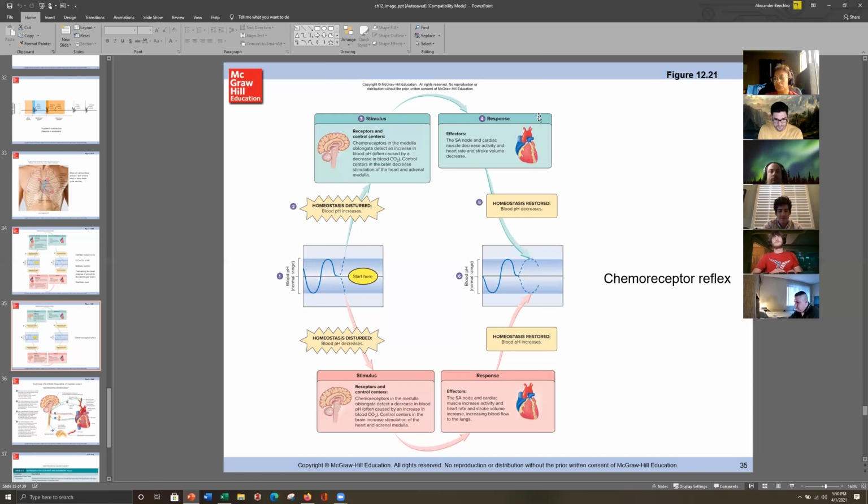It's kind of cool. Then we can have the opposite happen, where if blood becomes too acidic, chemoreceptors in the medulla oblongata detect a decrease in blood pH, often caused by increases in blood CO2. Control centers in the brain increase stimulation of the heart and adrenal medulla. Sinoatrial node and cardiac muscle increase activity, and heart rate and stroke volume will increase, increasing blood flow to the lungs, right? So the lungs are the main site at which we can control things like blood chemistry. Pretty neat stuff.